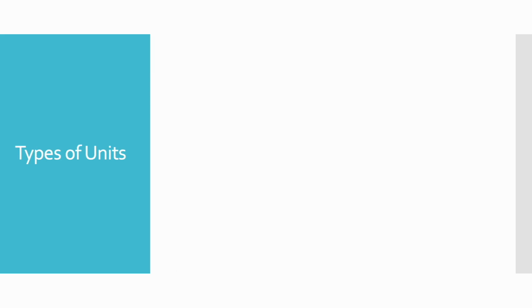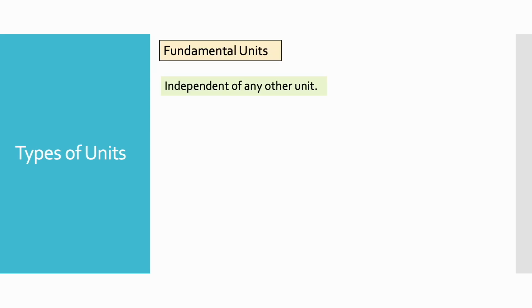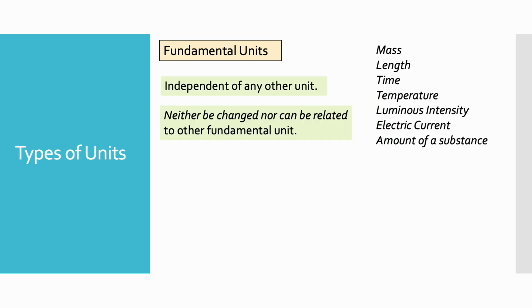Types of units we often work with: fundamental units and derived units. Fundamental units, as I described before, are the basic units that are independent of any other unit. Examples of fundamental units include mass, length, time, temperature, luminous intensity, electric current, amount of a substance. These are the core units that we start with when we talk about measurements.